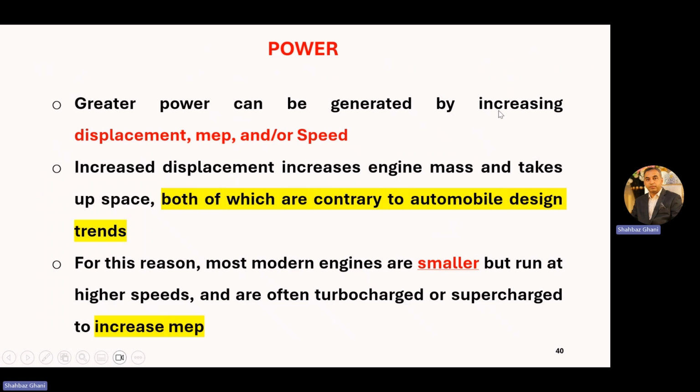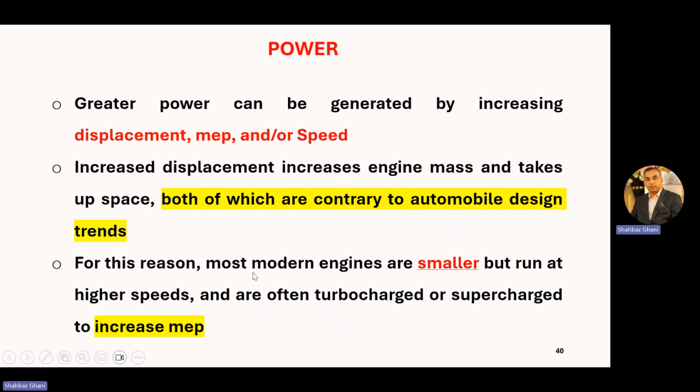Power can be generated by increasing the displacement, meaning the volume, mean effective pressure, and or speed. So if we want to increase the power of an engine, we can fiddle with these three parameters: displacement, the mean effective pressure, and or speed. Increasing displacement increases engine mass and takes up space. If we are increasing the mass, then it will cover more space, both of which are contrary to automobile design trends nowadays.